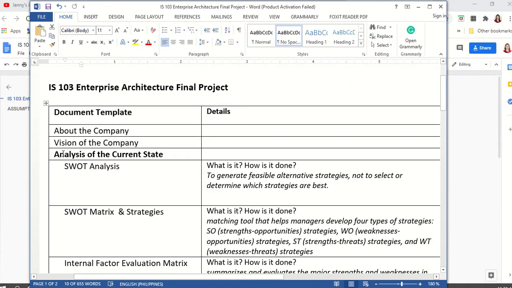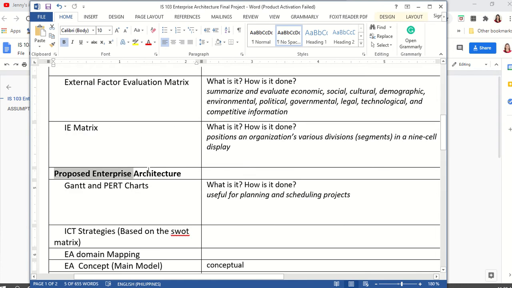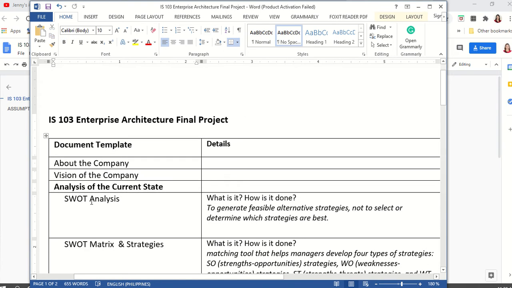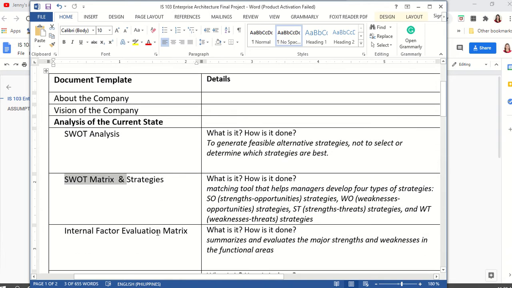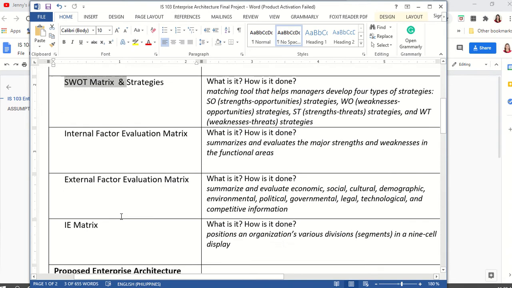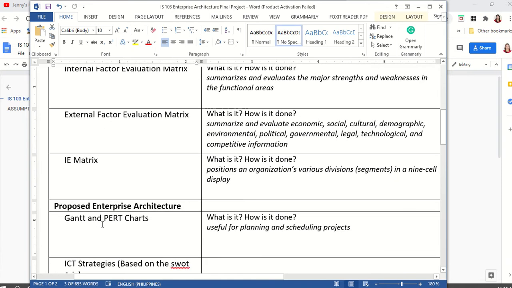Okay, so the requirement has two parts. We have the analysis of the current state, and then we have the future state, or your proposed enterprise architecture for the company that we assume. For the analysis of the current state, you will be doing the SWOT analysis. We also have the SWOT matrix and strategies, the internal factors evaluation matrix, the external factors evaluation matrix, the IE matrix, and so on and so forth.